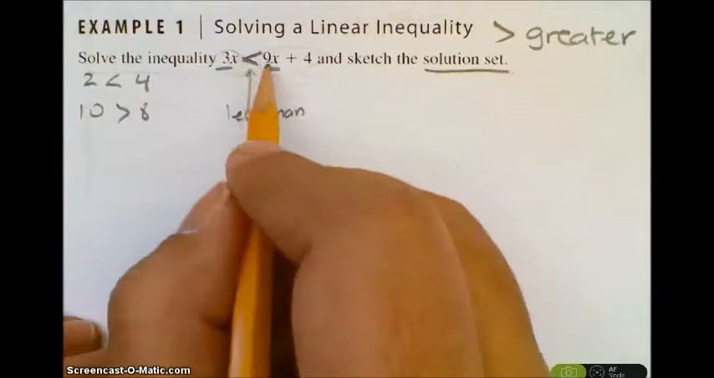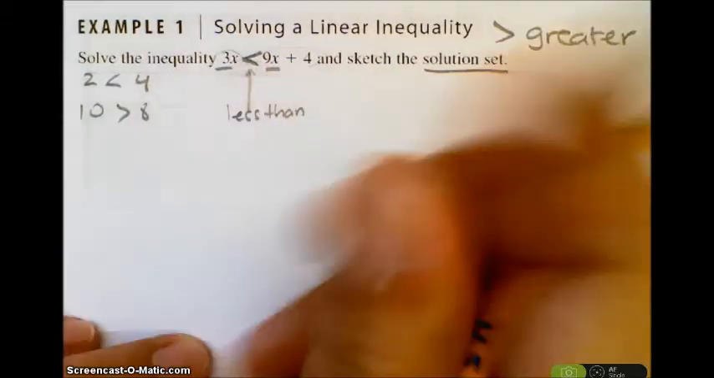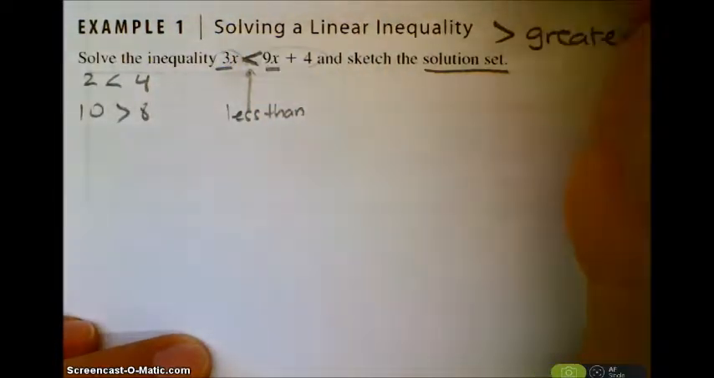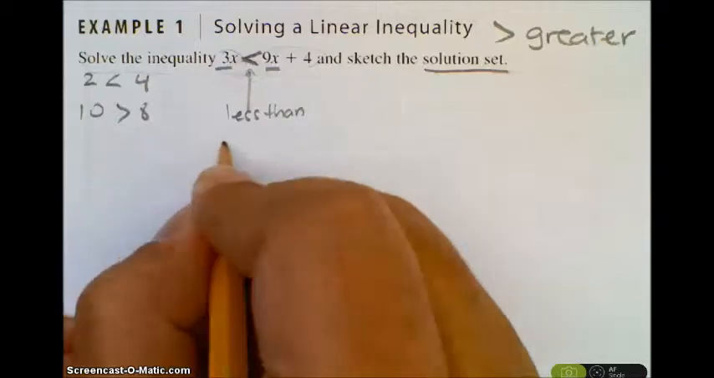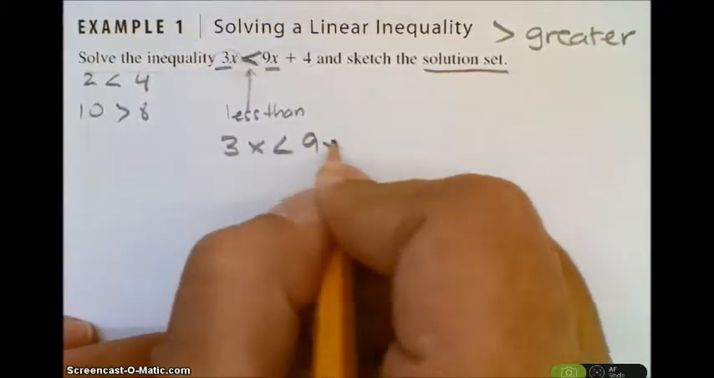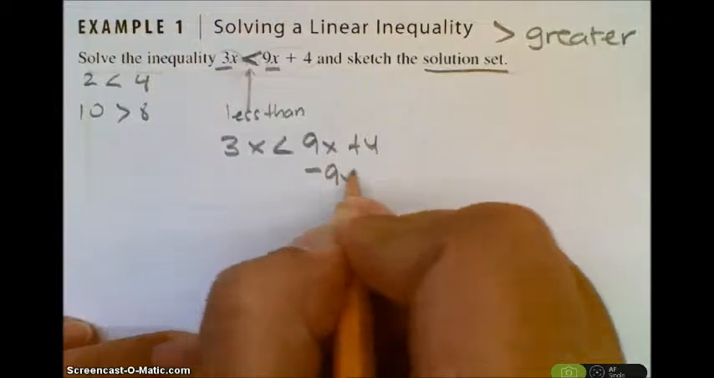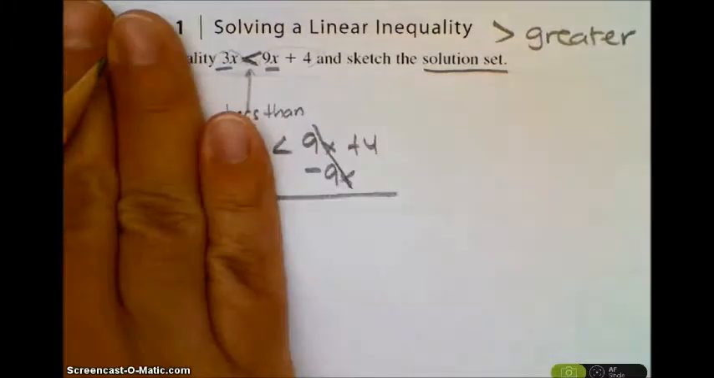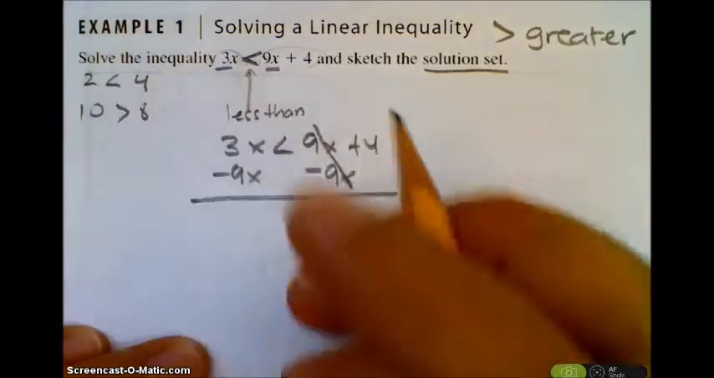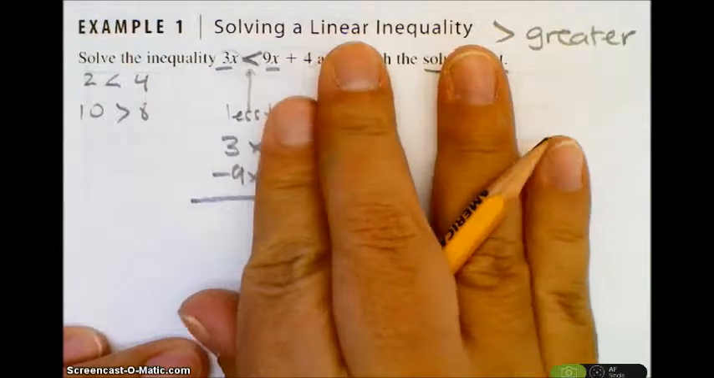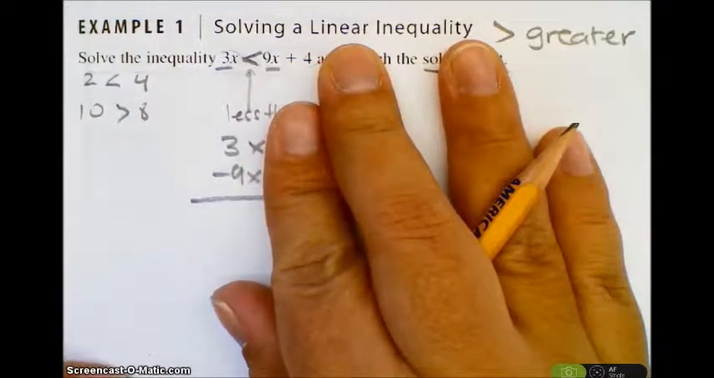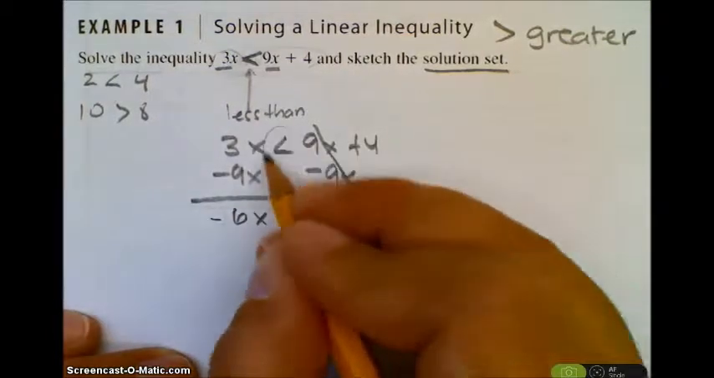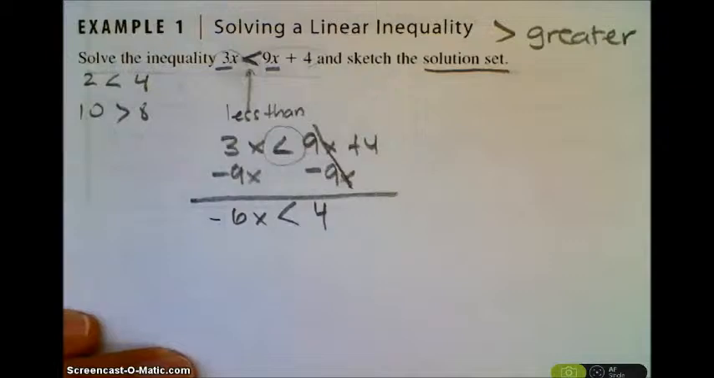Okay, so let me subtract 9x from both sides, and I can do that because the rule in the previous slide told me that I could do that. So I have my inequality, and I'm going to subtract 9x from both sides. So it cancels out from the right side of the inequality, and I have left 4. And on the left side of the inequality, I have 3x minus 9x, which I can combine into negative 6x. And I drop the inequality the way I see it.